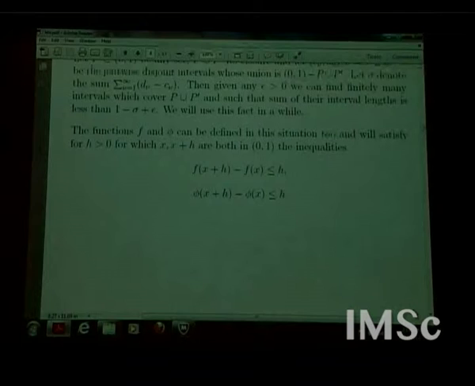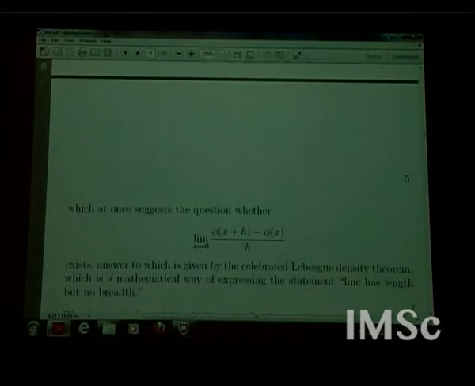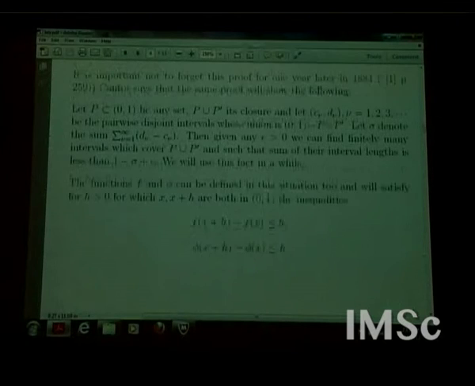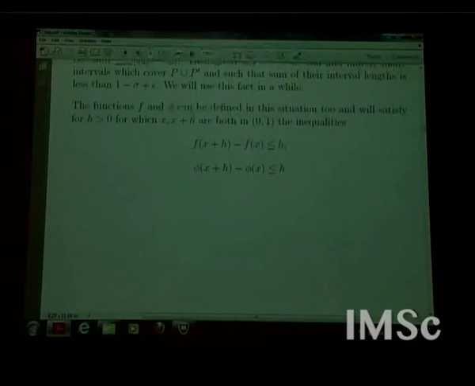Now, he had a notion of measure, which for bounded closed sets agrees with the Lebesgue measure. Before that, let us understand this very clearly. You have these functions: f(x+h) minus f(x) is less than or equal to h, and phi(x+h) minus phi(x) is less than or equal to h. So he has already done something for Lebesgue to answer. My hunch is that Lebesgue and Borel assimilated Cantor's work so very well that they were not able to distinguish between what is their own and what is Cantor's.